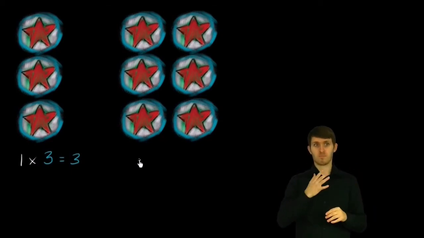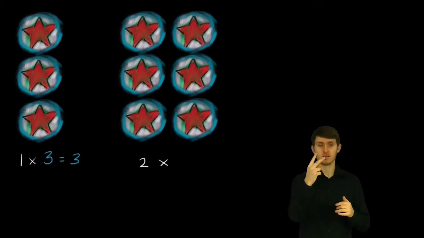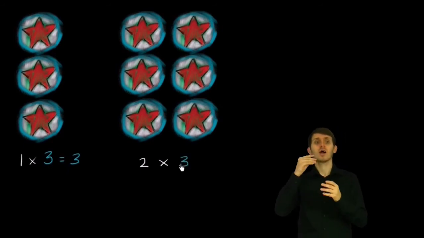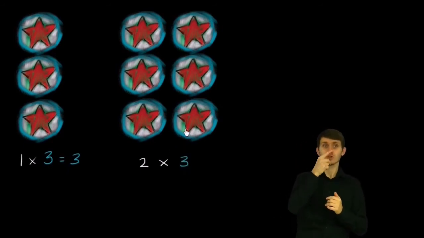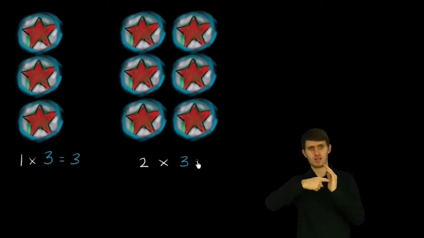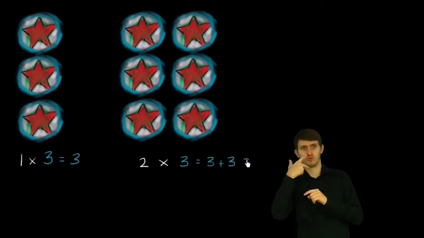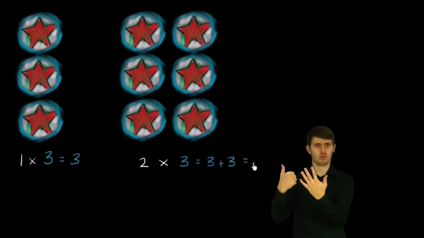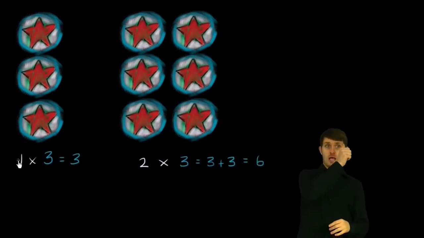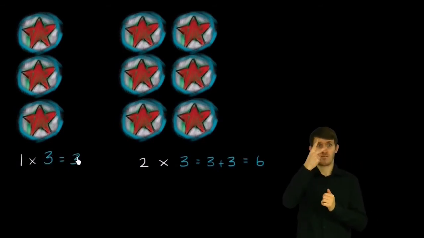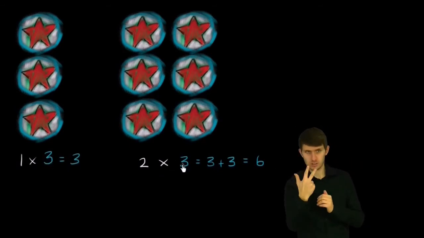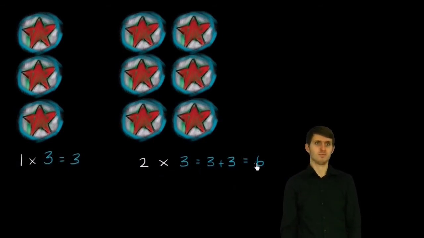Well, I have two groups of three. Or another way of thinking about it is this is three plus three. This is equal to three plus three, which is equal to six. So we see one times three, one group of three, is three. Two groups of three, which is literally two threes, is six.